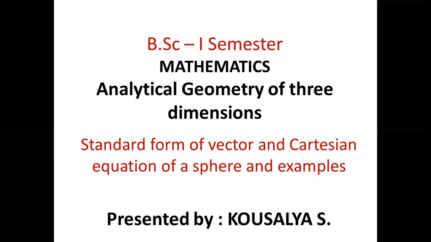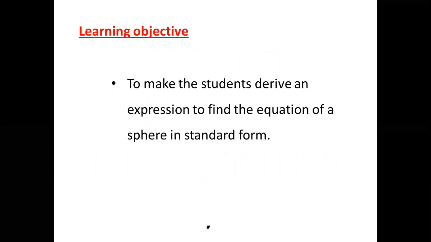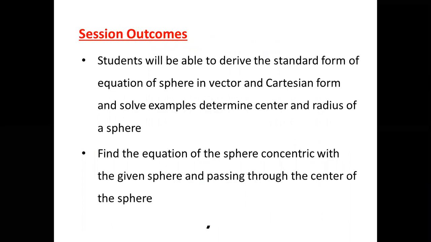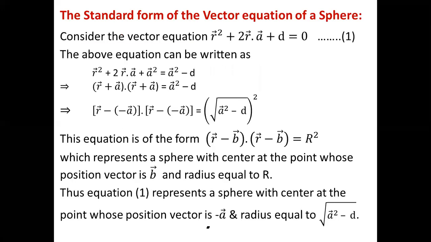In this video, we are going to learn the standard form of the vector and Cartesian equation of a sphere, and examples on it. The learning objective of this session is to make the students derive an expression to find the equation of a sphere in standard form. And the outcome of this session is that students will be able to derive the standard form of the equation in vector and Cartesian form, and solve examples to determine the center and radius of a sphere, and also to find the equation of a sphere concentric with the given sphere and passing through the center of the sphere. Let us start in detail.